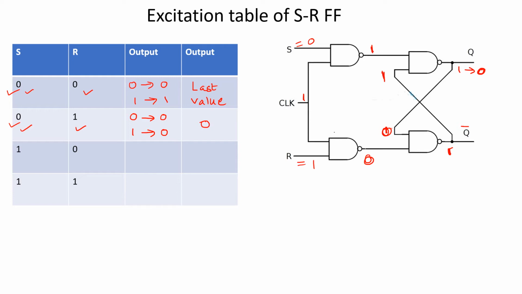Let us see the third condition. In the third condition, S is equal to 1 and R is equal to 0. As usual, we will assume the output in the beginning as 0. Now this 1 1 becomes 0 here, 1 0 becomes 1 here, this 0 comes here, 1 0 becomes 1, this 1 goes here, 1 0 becomes 1. That means 0 has changed to 1.